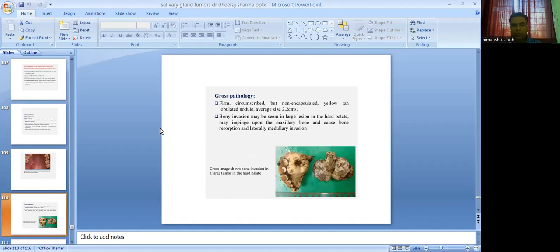Coming to the gross pathology. It is firm, circumscribed, but non-encapsulated. Yellow-tan lobulated nodule, average size is 2.0 cm. Bony invasion may be seen in large lesions of the hard palate, may impinge upon the medullary bone, and can cause bone resorption as well as lateral medullary invasion.